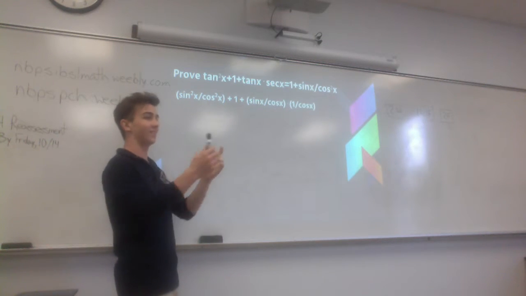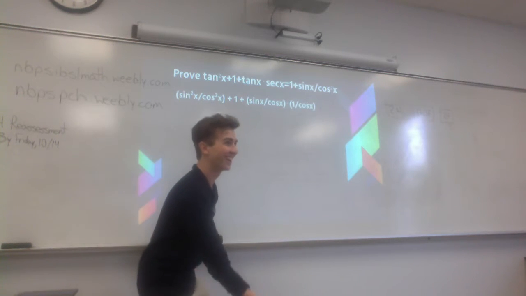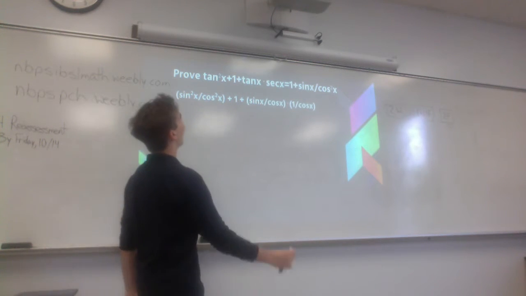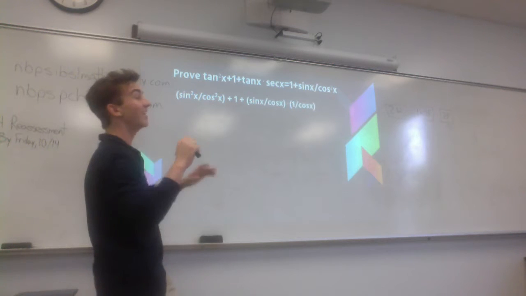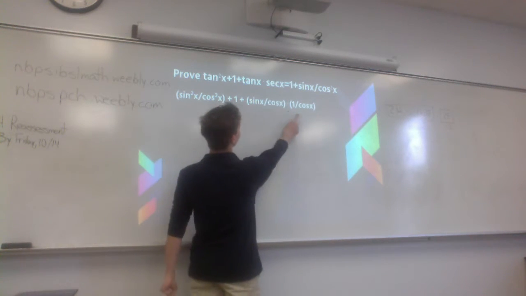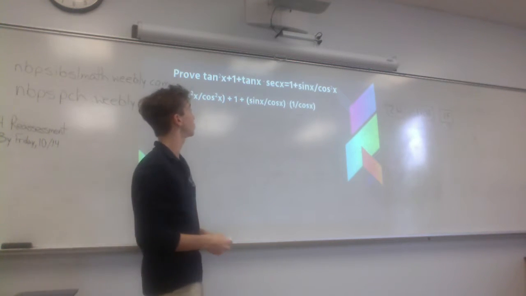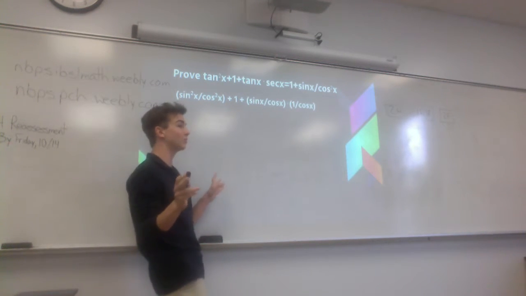Multiply by cosine. There we go. I'm sorry, what'd you say? Multiply by cosine? I don't know if we can quite do that yet, but you're on the right track. So we see that this can multiply, so we'll just make it sine over cosine squared x. Is that fair to assume?